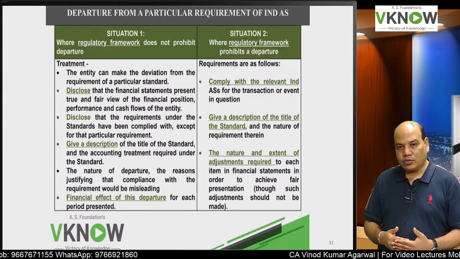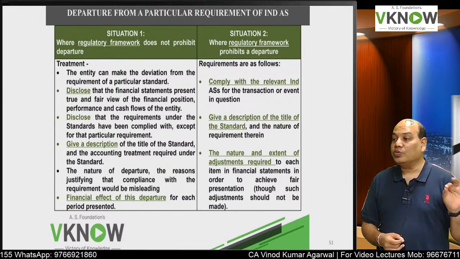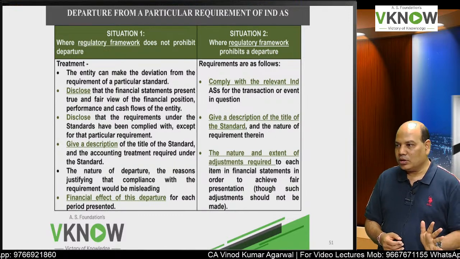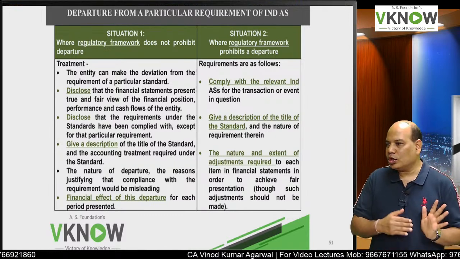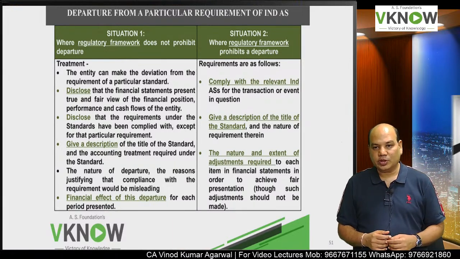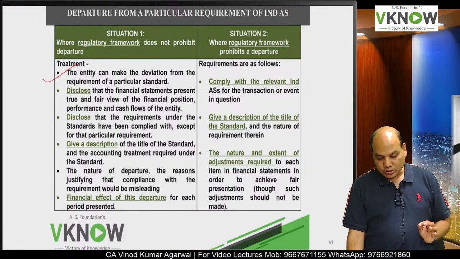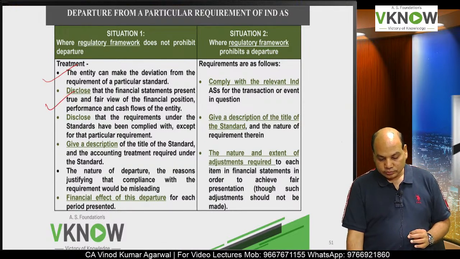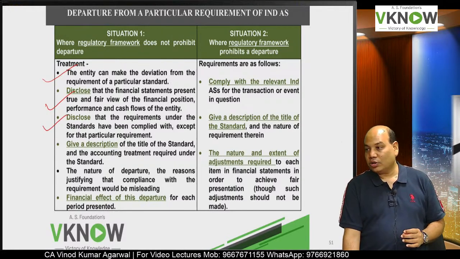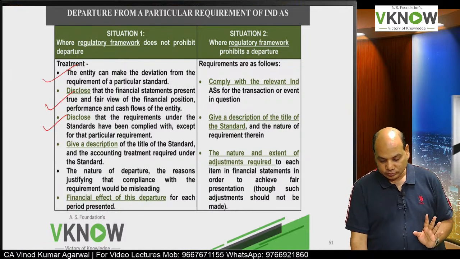You can say it can deviate from the application of Ind AS if the management thinks that by observing Ind AS it can be misleading, and the regulatory framework either permits deviation or does not prohibit deviation. Okay, so you'll have more responsibility now. The entity can make the deviation if the law permits, give the disclosure, then you have to also disclose that all other requirements of Ind AS have been complied with, subject to this deviation.